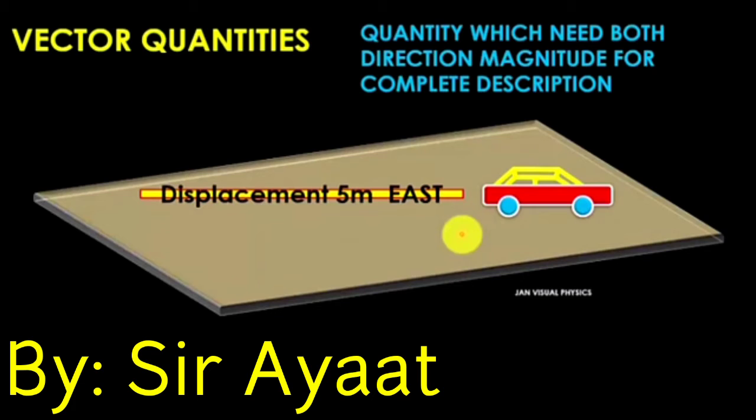Displacement is also a vector quantity. For example, a vehicle is moving toward east and the displacement the car covered was 5 meter. So here 5 meter is magnitude and east is again direction. Such types of quantities are called vector quantities. There are a lot of vector quantities.